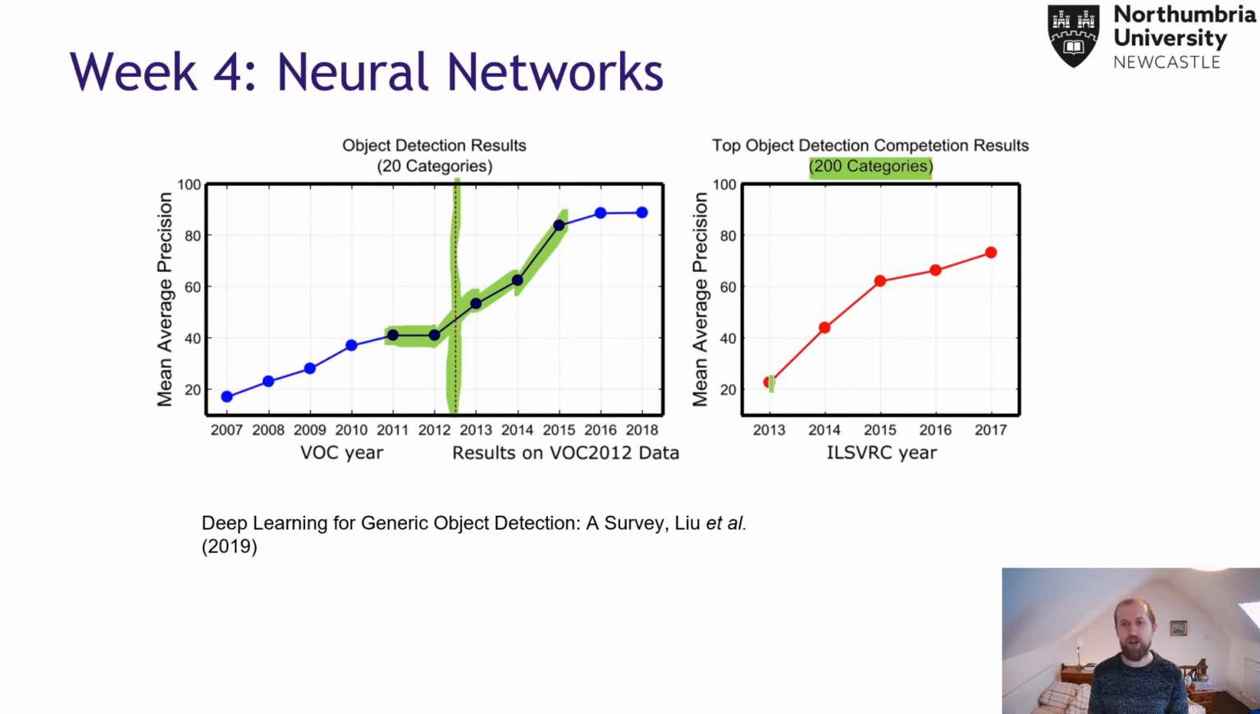You can see in 2013 they're only getting 20% mean average precision. By 2017, they're already up to 25%. It's really incredible how good these deep learning architectures are at scaling up performance.